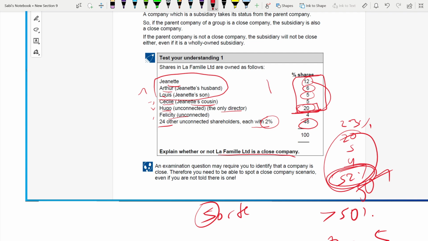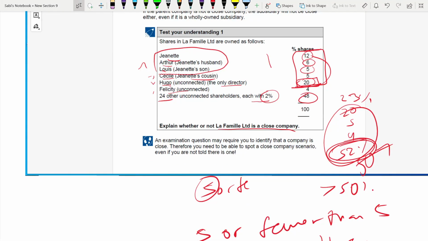But since they are connected now, they are associated with each other, you can take them together as one shareholder. Janet, her husband and son as one shareholder. Janet's cousin is another one. The only director Hugo is another one, and Felicity is another one. So 4 shareholders, right? But if they were unconnected, Janet will be a separate shareholder, Arthur will be a separate shareholder, Louis will be another one, and Hugo. These are the largest shareholders. We are not counting Felicity because they are just having 4%. So these 5, if we are adding, are just having 48%. There is no control. So if these 5 largest shareholders were unconnected, they already hold 48%. Therefore, it will not be a closed company.